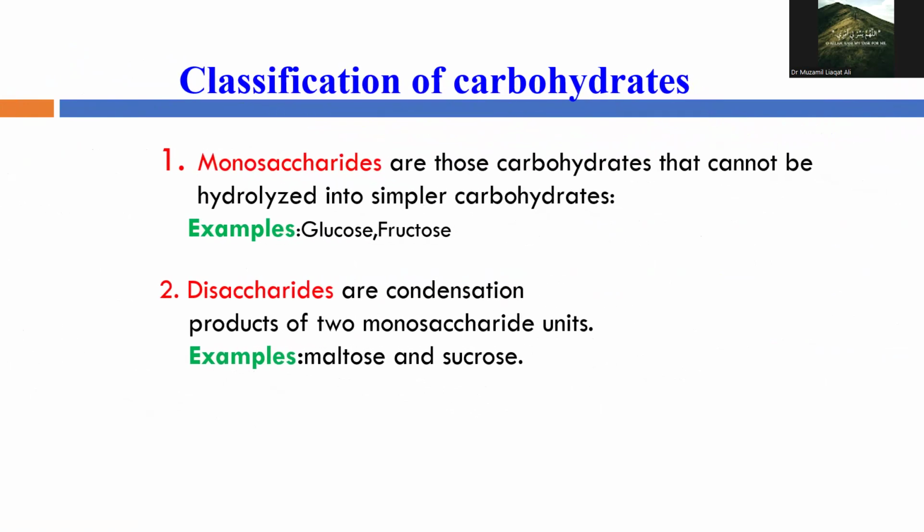Now, let's discuss the classification of carbohydrates. We classify carbohydrates by the number of monosaccharide units obtained upon hydrolysis. The very first one is the monosaccharides. They cannot be hydrolyzed further into simpler structures. Examples are glucose and fructose. The next is the disaccharides. Two monosaccharide units linked together by a glycosidic bond. The examples are maltose, sucrose, and lactose.